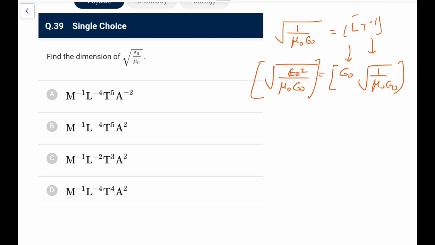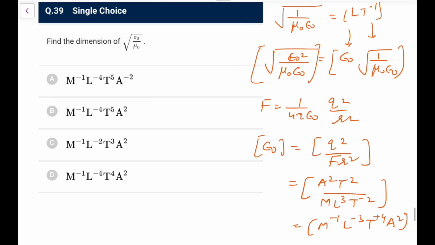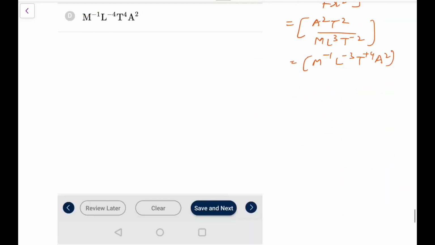So what is the dimension of epsilon naught? You know, force is equal to 1 upon 4 pi epsilon naught q square by r square. So epsilon naught dimension would be q square upon f r square. If I do this, q is A T, so q square is A2 T2, f is MLT minus 2, so it becomes M L3 T minus 2, so it becomes M minus 1 L minus 3 T plus 4 A2, and this divided by LT minus 1. So the required answer would be M minus 1, L minus 2. So this is the only option I am left with, and if I do that, T3 A2, that is okay. So this is option C.